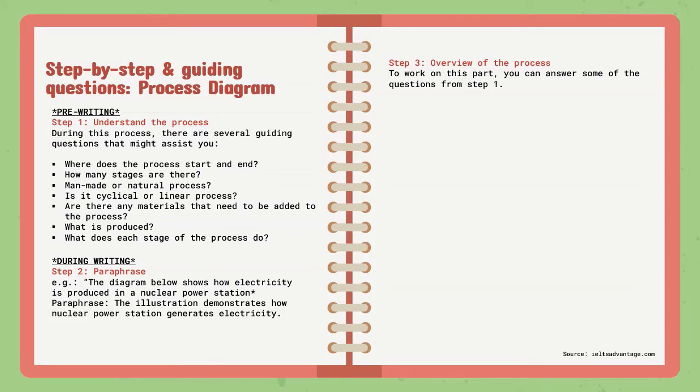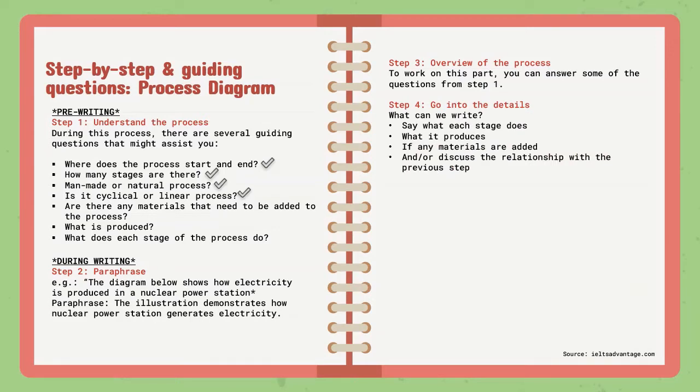After paraphrasing, we'll write the overview. For this part, you can refer back to the guide questions, such as, where does the process start and end? How many stages are there? Man-made or natural process? Cyclical or linear process?